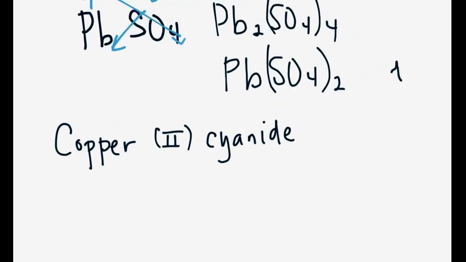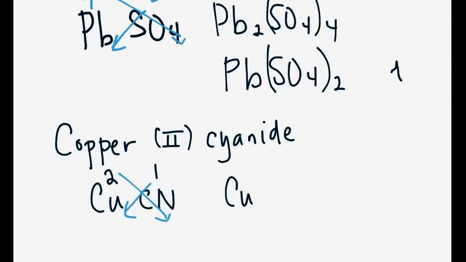Okay, copper 2 cyanide. Cu, it has a charge of 2. Cyanide has a charge of 1. So we cross and we drop. And we get Cu(CN)2, brackets around the CN and the 2. This cross and drop is very simple, straightforward, and you can't really make a mistake. But again, which method you choose is up to you.